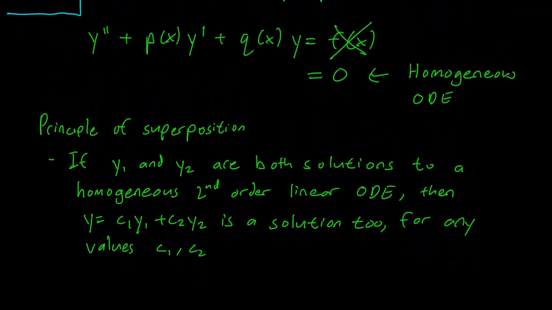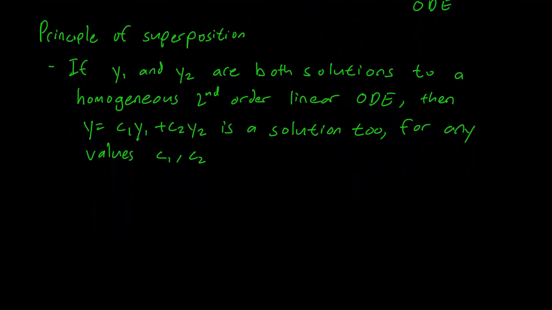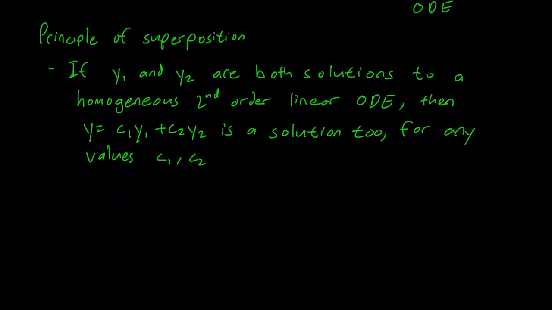So what I'm saying is that if you have two solutions of this equation and you add them together, the sum will also be a solution. If you add them together and put weights on them, like c1 and c2, multiply them with constants, the sum will also be a solution. And it's not very hard to see why this is true.